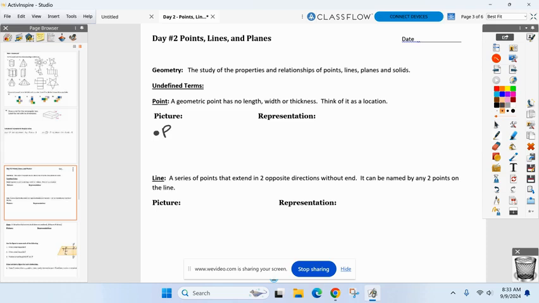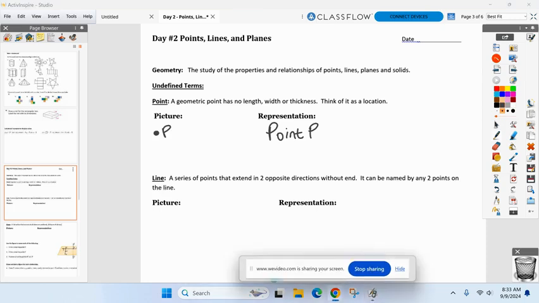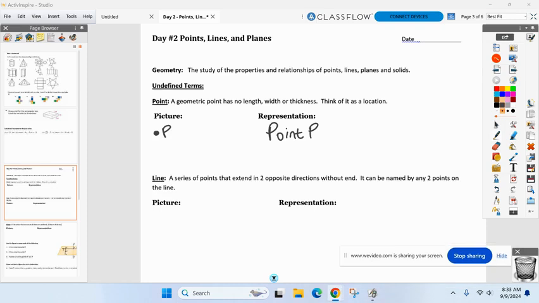So I need you to be able to draw it. And if I put this up on the board tomorrow, everyone's like, oh, that is point P. That's how I name that bad boy. That's called point P. So there's your first one, a point. Always put a capital letter next to it, and you name it by whatever letter is there.